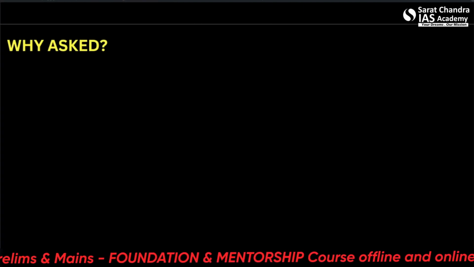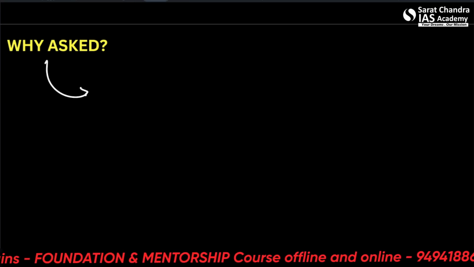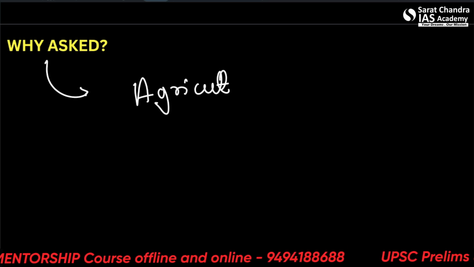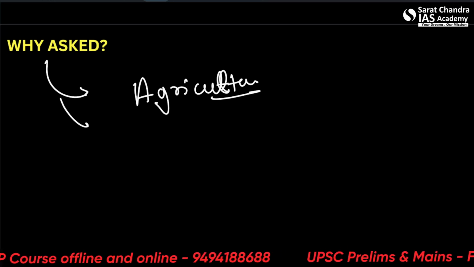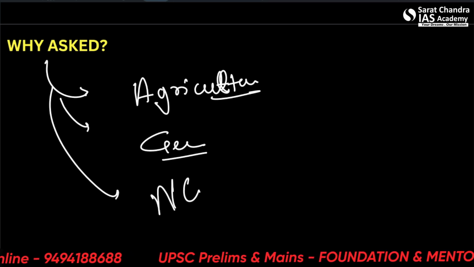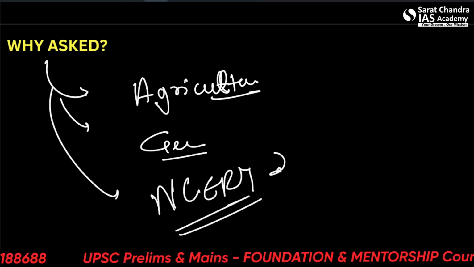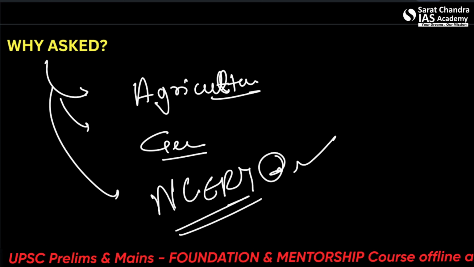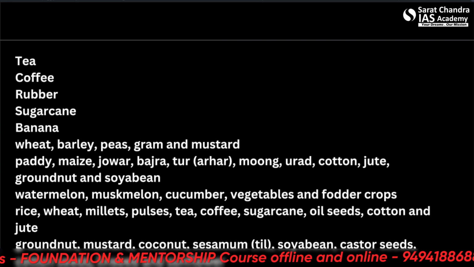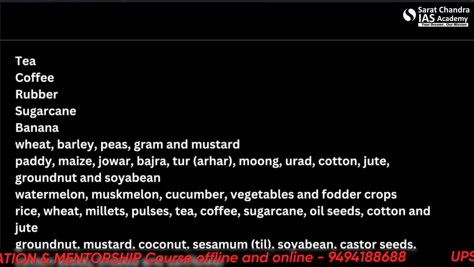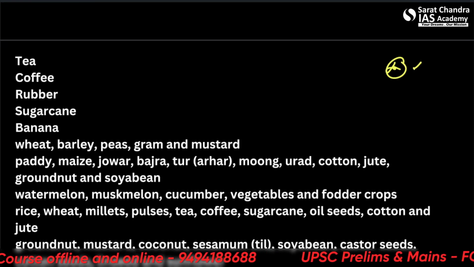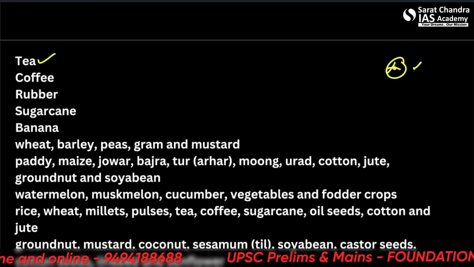So let's see why it was asked. It was asked for your knowledge of agriculture, your knowledge of geographical resources, and simply seeing if you read NCERT or not. All of the statements are mentioned in NCERT itself. Alright, let's now also talk about some crops which are mentioned in NCERT exclusively, which keep coming year after year and which you need to know about, such as tea, coffee.